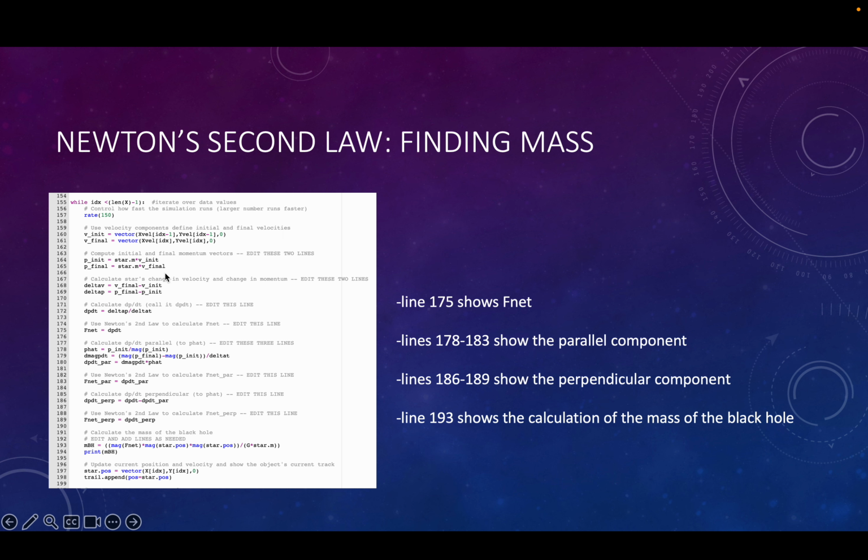So on line 175 we found F net, which is equal to the change in momentum over change in time. And lines 178 through 183 showed the parallel component, which is just equal to the change in momentum of the parallel component. And then lines 186 through 189 show the perpendicular component, which is just equal to the change in momentum over change in time for that particular component. And then line 193 shows the calculation of the mass of the black hole.